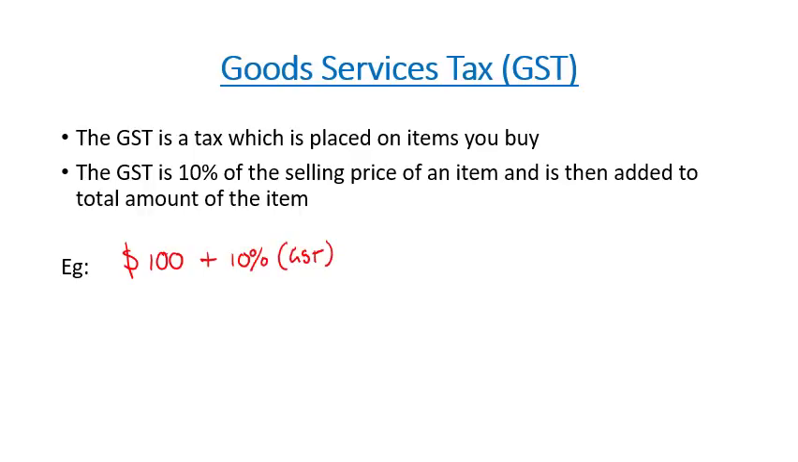Now, essentially we're adding 10% of 100. We know 10% of 100 is $10. So our total cost would be $100 plus $10, which would give me $110 for our total. Now, in going back, that changes our profit, doesn't it?